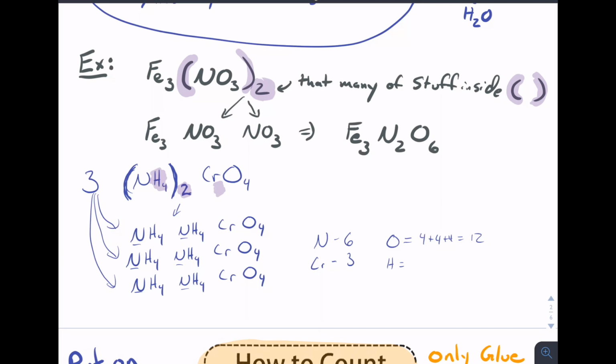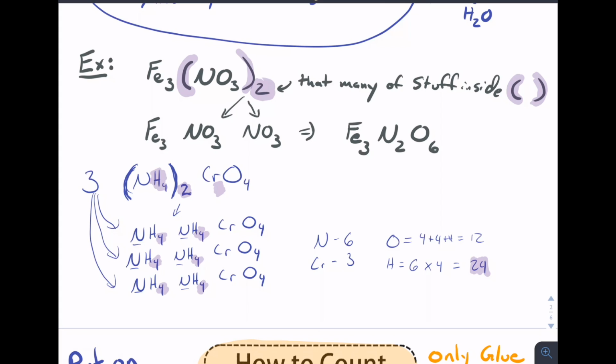And then the hydrogen is a little bit more in depth to figure out, but we have that 4 as a subscript, twice per molecule, but then also 3 molecules altogether. So what you end up getting is 6 pairs of 4, which is 24. And like I said, this is a more complicated example, but we do use that from time to time.